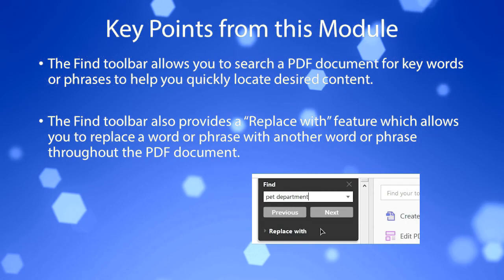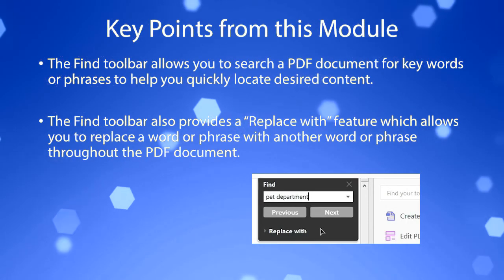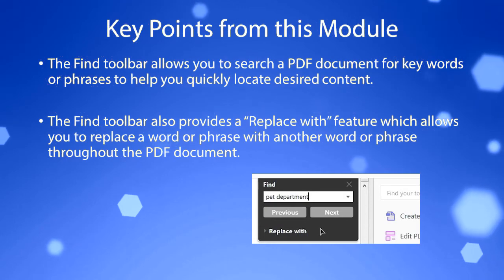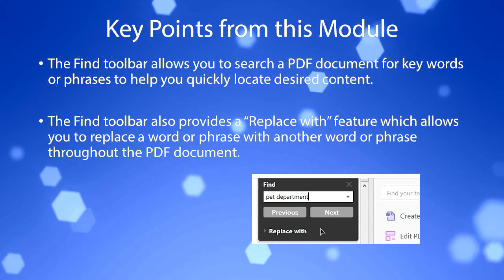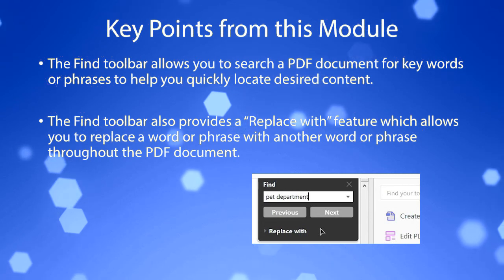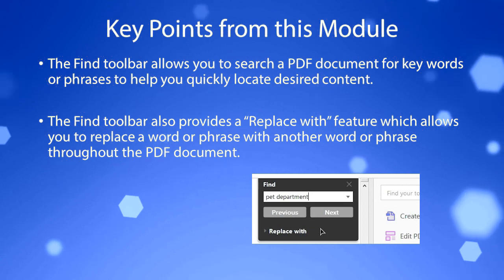Great. The Find toolbar allows you to search a PDF document for keywords or phrases to help you quickly locate desired content. The Find toolbar also provides a Replace With feature, which allows you to replace a word or phrase with another word or phrase throughout the PDF document.